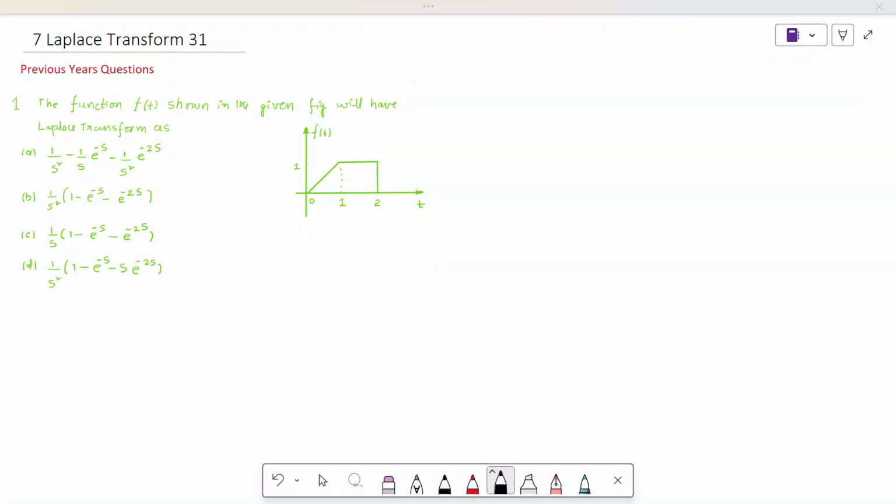Welcome to Signal Science System subject classes. Now we are in the 7th chapter, that is Laplace transform.